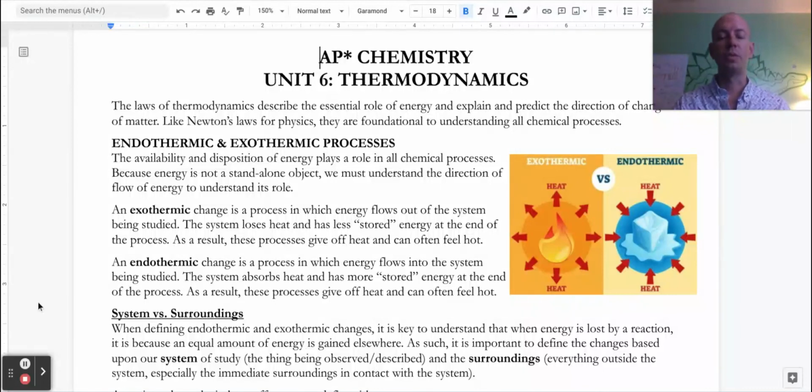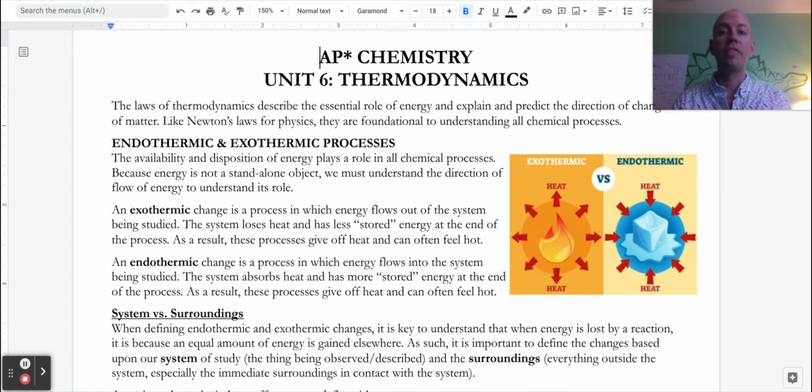In Chapter 6, we start to look at thermodynamics or thermochemistry, which is all about the energy involved in chemistry and in change. A lot of times we define chemistry as the study of matter and change. And in order for that change to happen, we either need to put energy in, or with some changes, energy will be released.